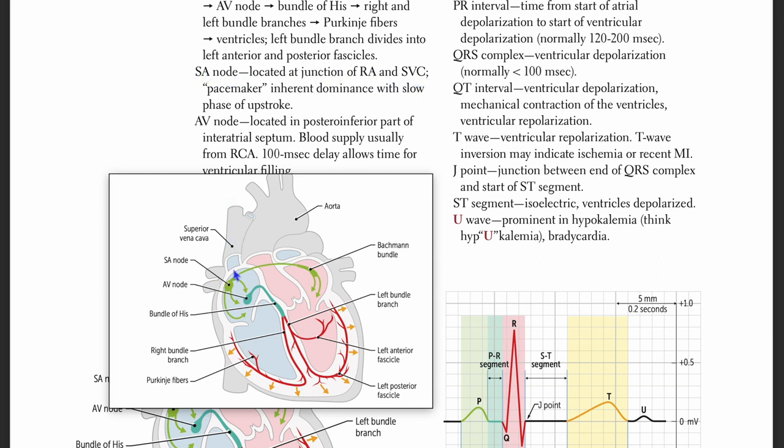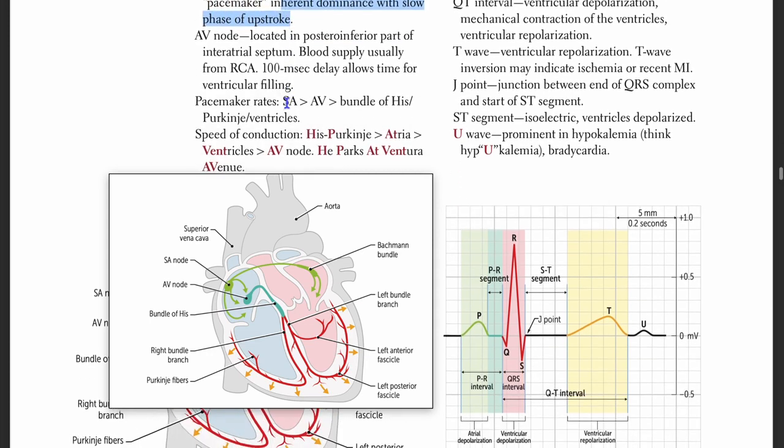So that's the superior vena cava. That's where you have the SA node. It's important to know this. They'll test you on that. Okay. It's the pacemaker with inherent dominance, with a slow phase of upstroke. Okay.